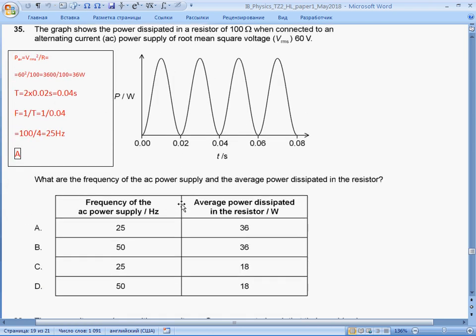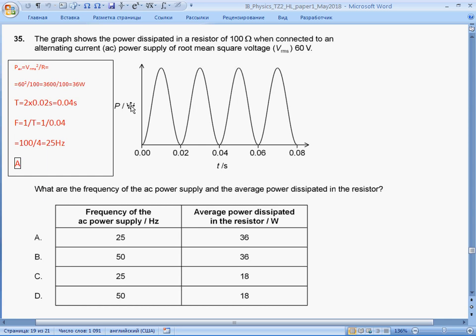35. So here we have power, and we need efficiency, frequency and average power. The formula for power is V squared over R, where V is root mean square, 36 watt. Because it is power, the period is 2 times shorter. It is a sine squared function actually, or cosine squared function. Here cosine squared function. No, sine squared function. So the period is 0.04. Frequency is 1 over period, 25 Hertz.